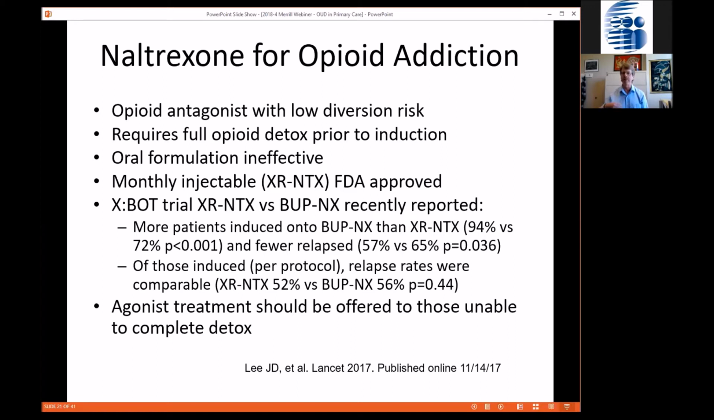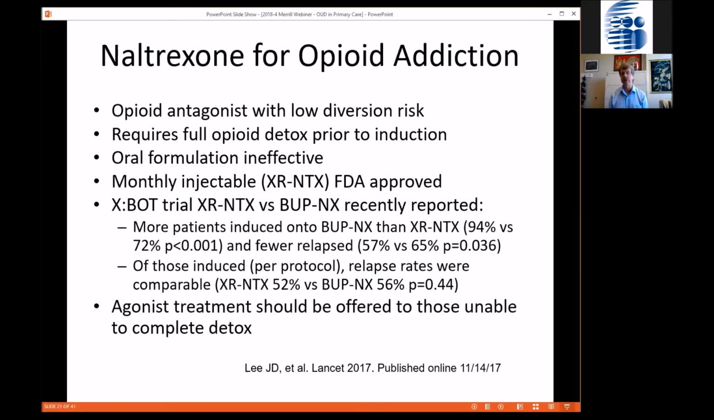The oral formulation of naltrexone had a number of trials in this country that showed it not to work, but there have been some trials with monthly injectable naltrexone, called Vivitrol, which is FDA approved for alcohol use disorder, but also opioid use disorder. Recently, there was a trial, and you can see the reference at the bottom. It's called the X-BOT trial, and it used extended-release naltrexone and compared it to buprenorphine.